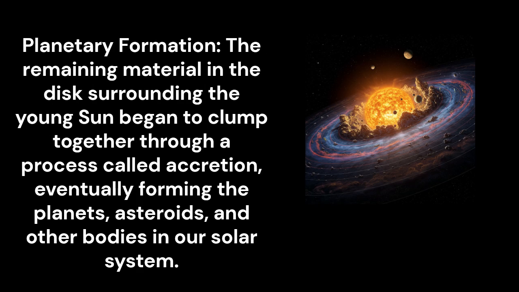Planetary formation. The remaining material in the disk surrounding the young Sun began to clump together through a process called accretion, eventually forming the planets, asteroids, and other bodies in our solar system.